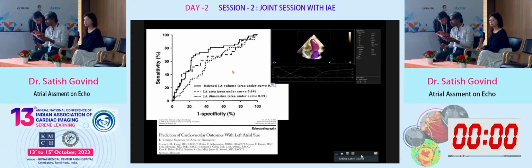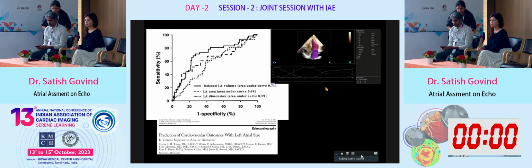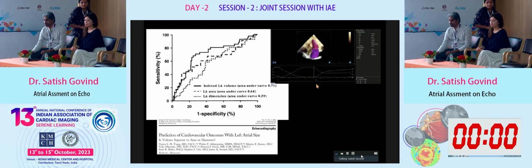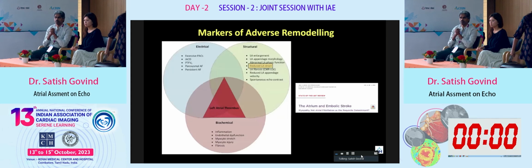Now, in terms of data, this is how well established it is, how superior LA volume is. And with the advent of 3D, now we have automated LA volumes which are quite good, provided the window is good. So this is a 3D image which shows you how automated measurements provide you with a lot of values, numbers over there.